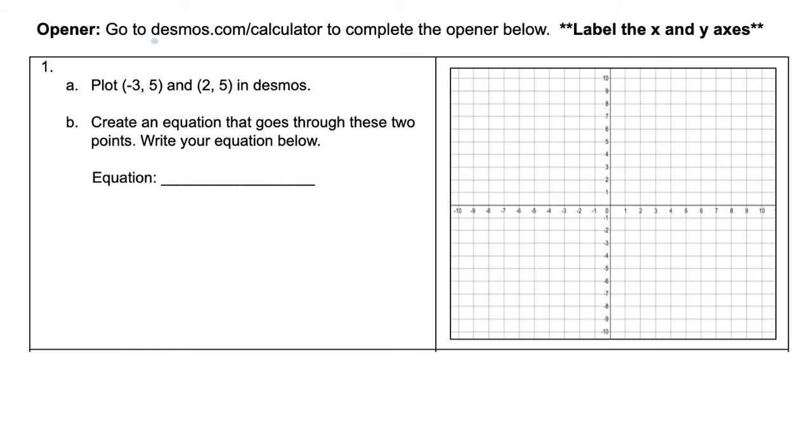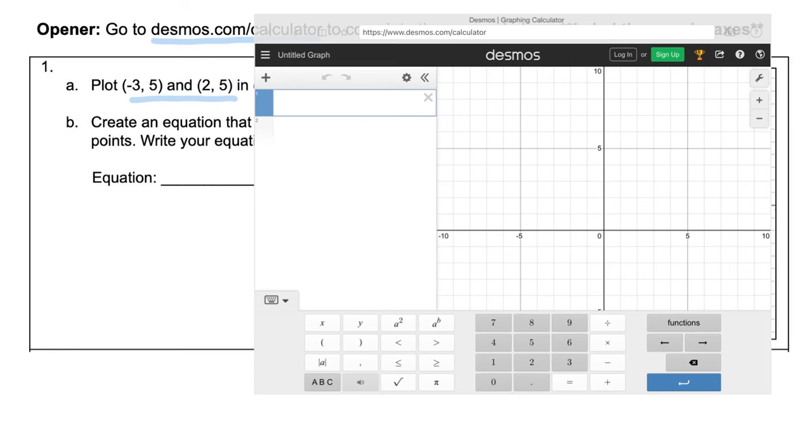For our opener, you are going to use desmos.com/calculator to complete the questions. So the first question, you are plotting these two ordered pairs in Desmos.